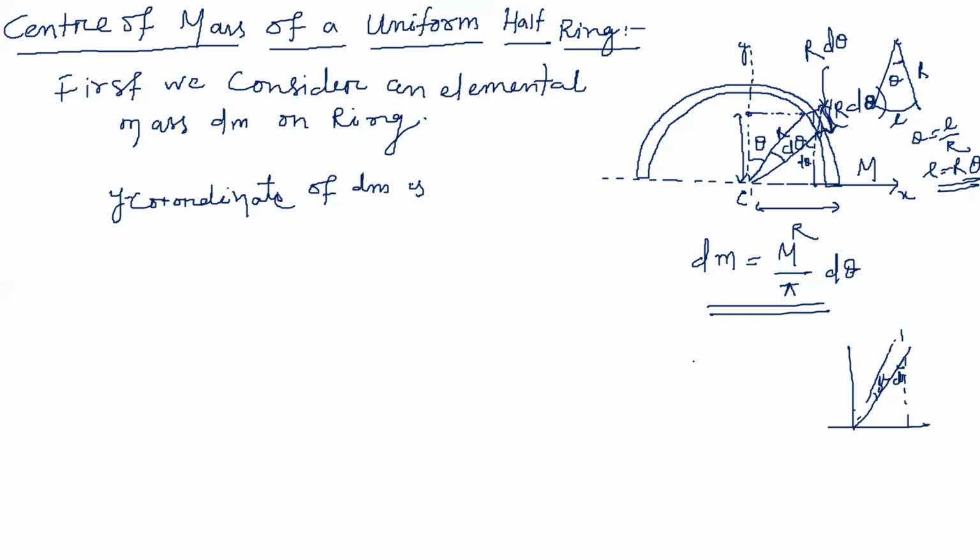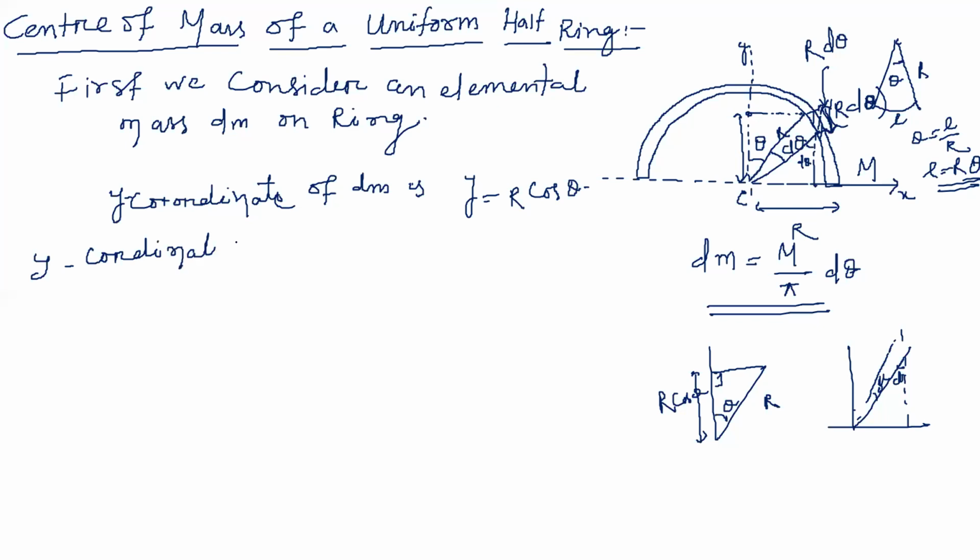Correct? Students, here in the right angle triangle, you see this is theta. I am drawing a perpendicular to this point. This is r. So this length is going to be how much? R cos theta, na? Yes or no? So the y coordinate of dm is y equal to how much? R cos theta. And now the y coordinate of center of mass, yc, is equal to, students, 1 by m integration of dm into y.